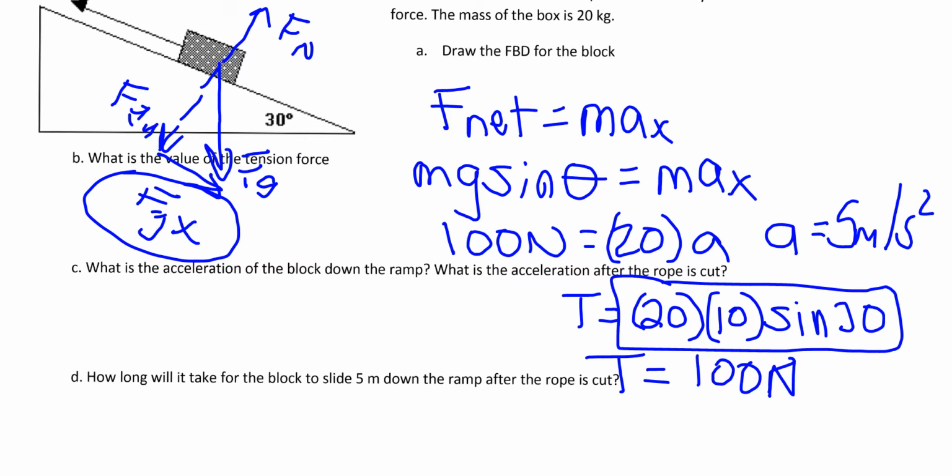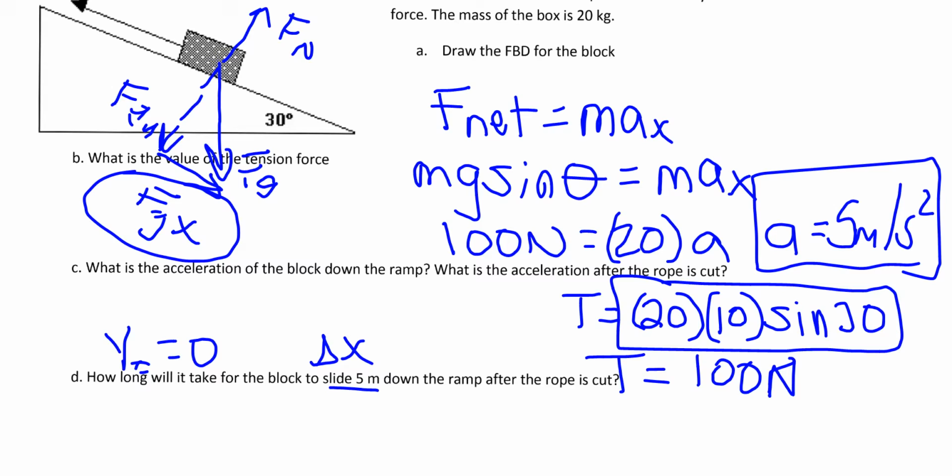Okay. The last part, D, says how long will it take for the block to slide 5 meters down the ramp when the rope is cut? Well, this one, it's implied that the velocity initial is 0. It started from rest. My change in x is the 5 meters. Then I also know my acceleration is 5 meters per second squared. The kinematic equation I would use here would be change in x equals v initial t plus 1/2 at squared.